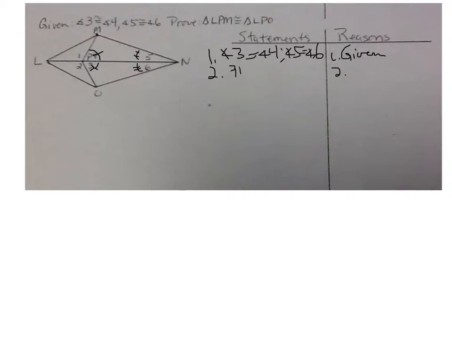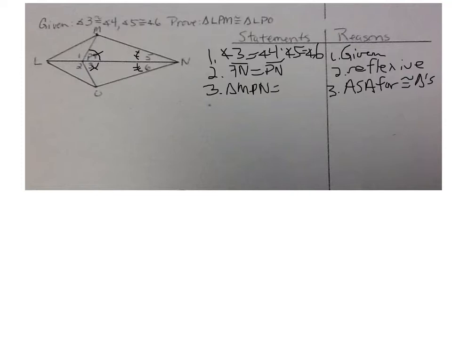So I know that PN is equal to PN by reflexive. And then those triangles are congruent because of angle side angle for congruent triangles. So let's see, let's name those triangles. Triangle MPN is congruent to triangle OPN.